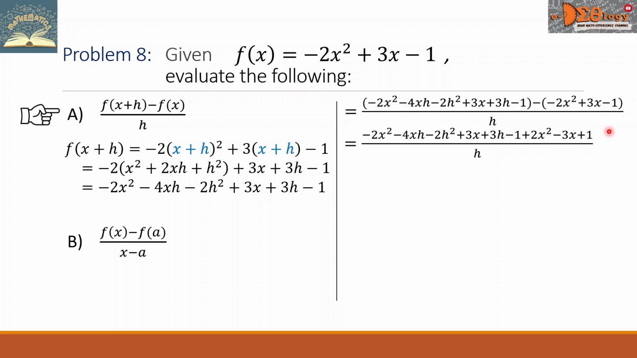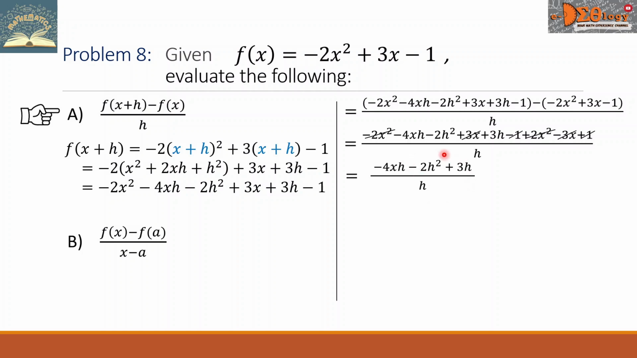In the numerator, let us now combine like terms. The negative 2x squared is combined with positive 2x squared. It becomes 0. The positive 3x combined with negative 3x, it becomes 0. The negative 1 here, and there is a positive 1, it becomes 0. Let us now collect the remaining terms. So we have negative 4xh minus 2h squared plus 3h all over h.